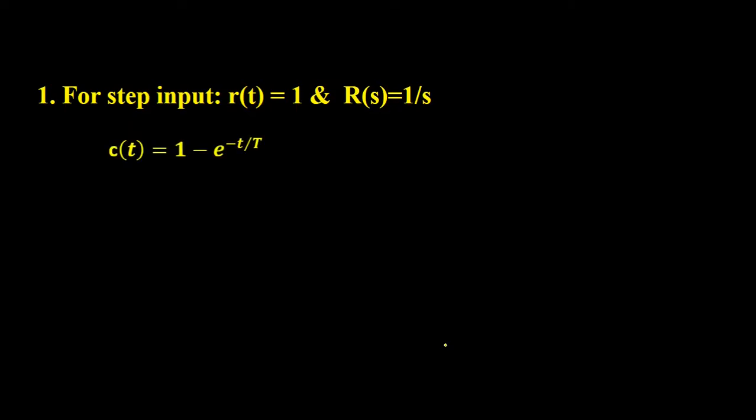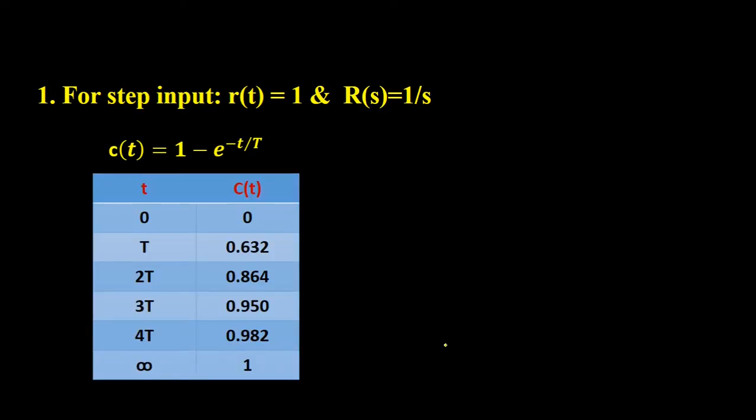The output of the first order control system when subjected to unit step input is given by c(t) is equal to 1 minus e to the power minus t by T. By using this equation, we find out different values of c(t) for different values of time t. So for t is equal to 0, we got c(t) is equal to 0. For time t is equal to capital T, which is equal to RC, we got c(t) is equal to 0.632. And when time t is equal to 4T, that means 4 times the time constant RC, then we got c(t) is equal to 0.982.